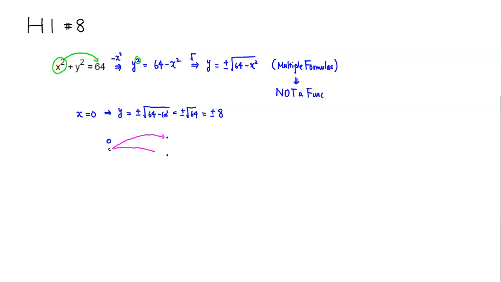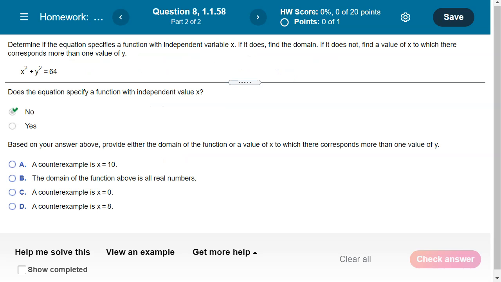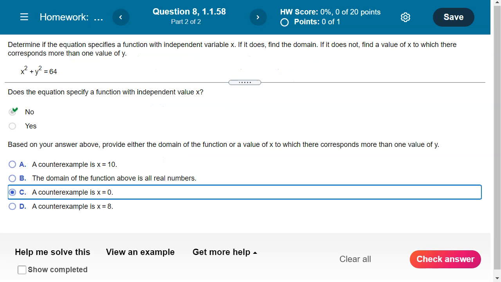It looks like that. You can see that 0 is a troublemaker, and positive 8 and also negative 8 are assigned to 0. So this is a no-no in a function. So this would be a good counterexample.